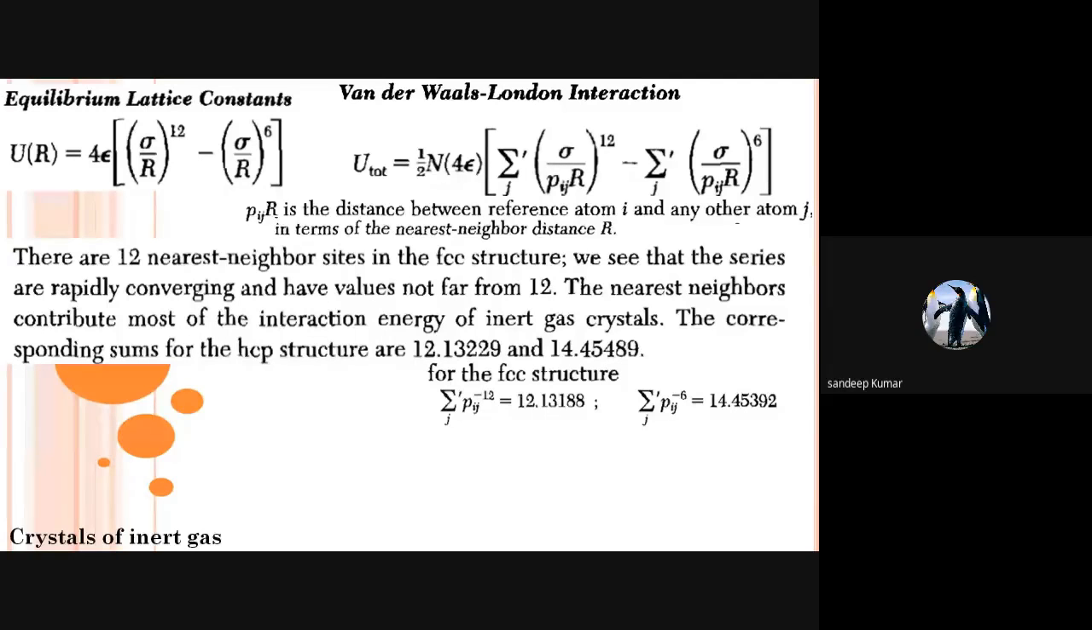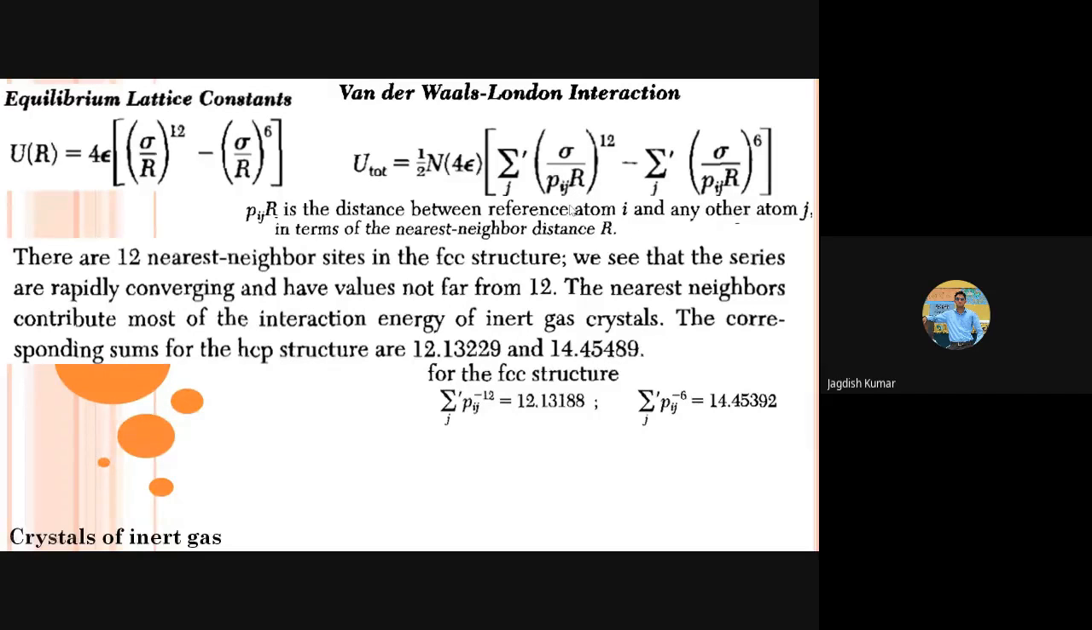Sandeep was asking. Okay, fine. Now this is the total potential energy. What we have to find out is the equilibrium lattice constant. So what is going to be the lattice constant? The lattice constant is the value of interparticle separation at which the overall energy of the system is lowest. So how do we find it out?